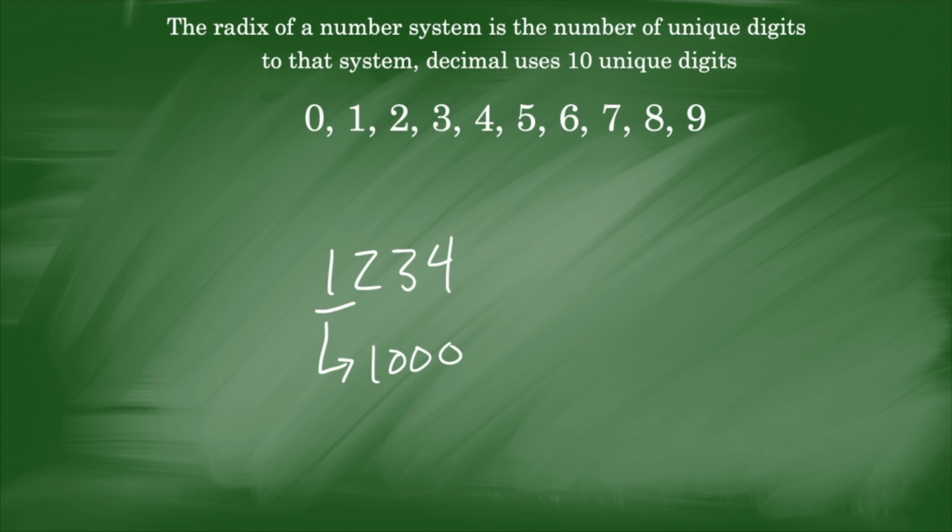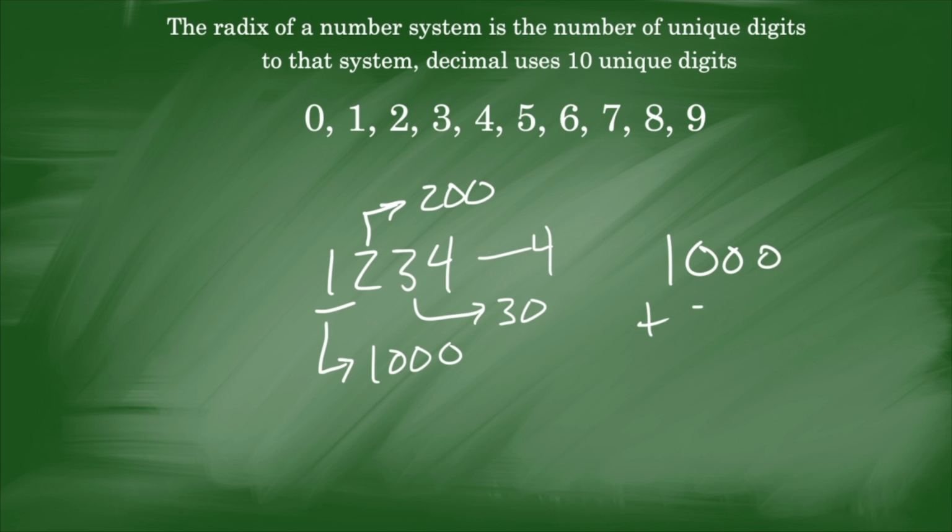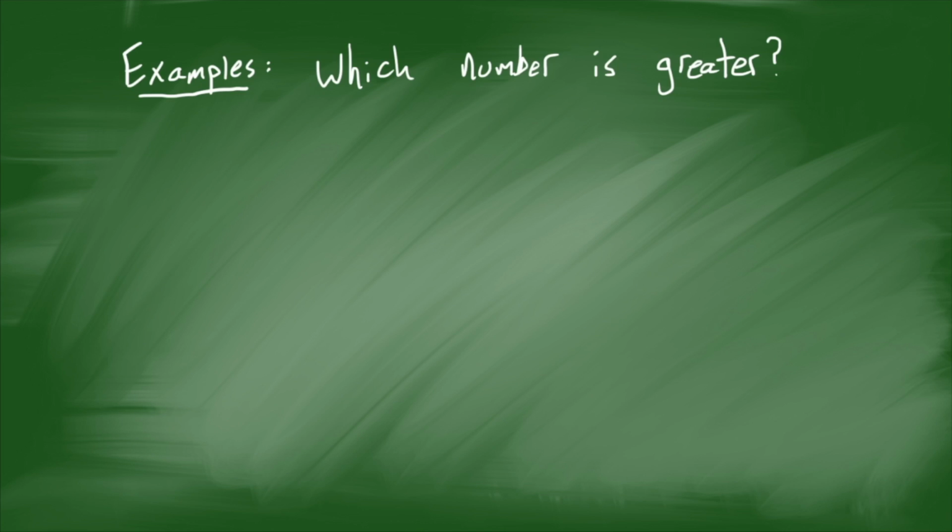So the 2 actually represents a number greater than 3 or 4. It is the 200. The 3 is 30, and the 4 is just 4. So altogether you get 1,000 plus 200 plus 30 plus 4. 1,234. Let's do some quick examples.